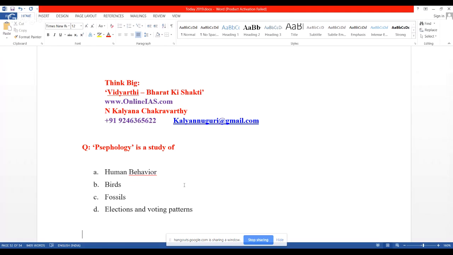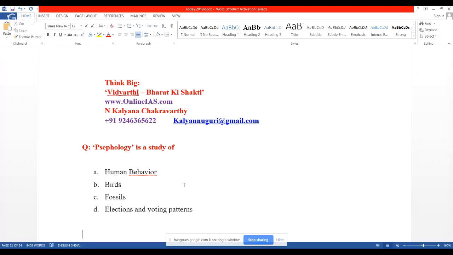So the first question for today is psephology. Psephology is a study of, very important one, elections and voting patterns. Option D is the answer. This is a part of political science, my dear friends.